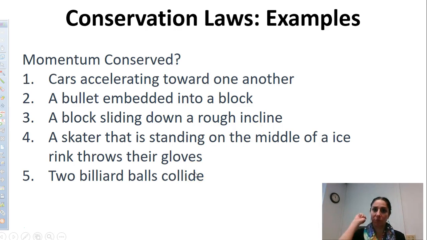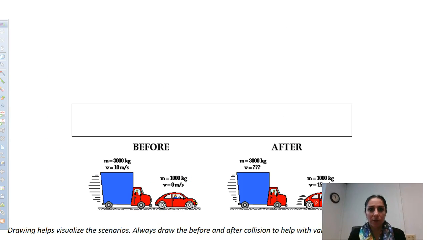Ice skater standing in the middle of ice throws her gloves. Yep. There's no external force, and the fact that the person's on ice, we assume no friction. And two billiard balls collide? Sure. That will be a conservation. Now, of course, billiards is on felt, but that's okay. In essence, we find that billiard balls, in terms of how you play billiards, is hugely related to the conservation of momentum. So that's conserved as well.